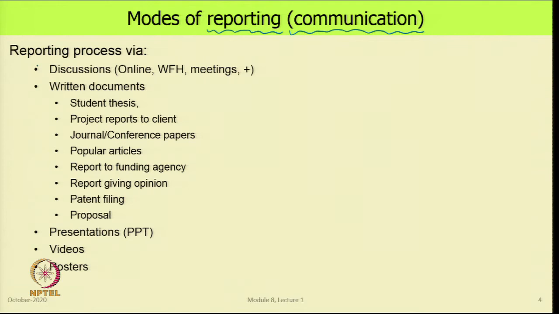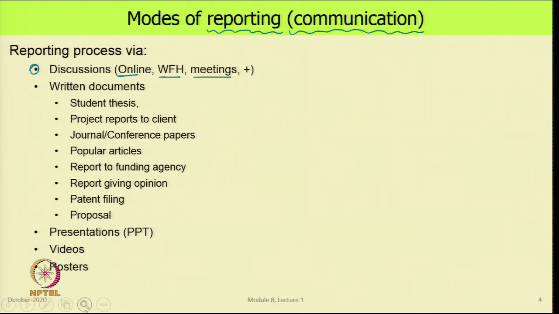The first one that I have listed here is discussions. And in this age of COVID, where there is work from home in a big way, these are largely talking. So, basically it could be online, or it could be person to person meetings, or a mixture of person and virtual. In a way, this is the easiest and the most effective way of communicating.